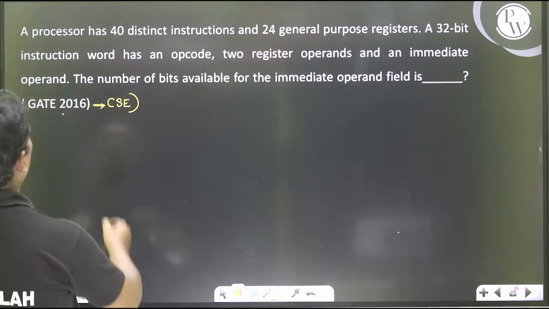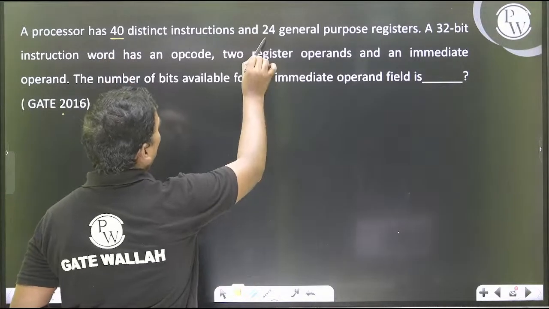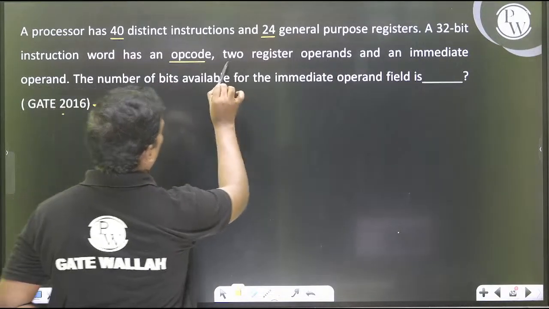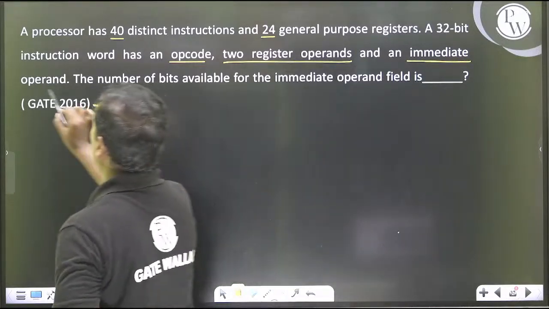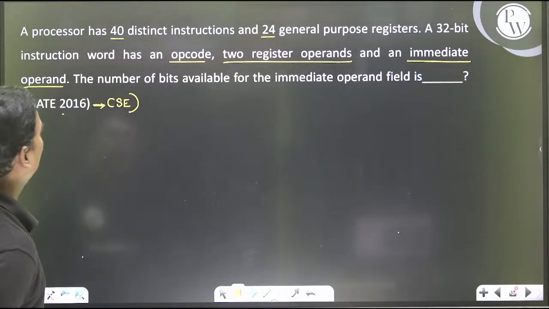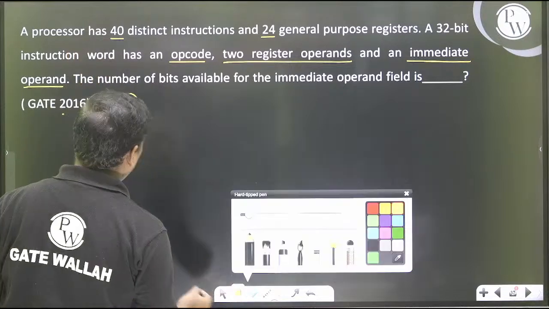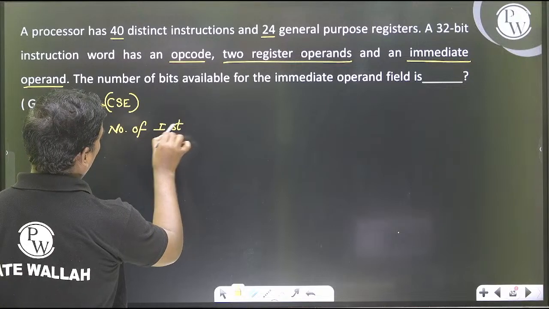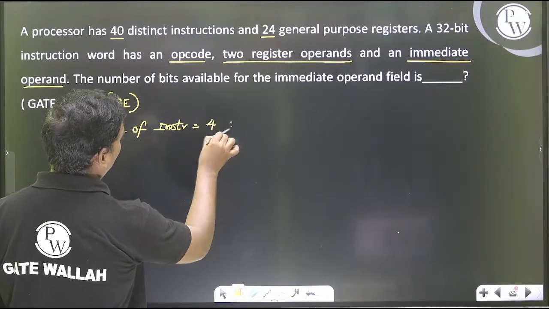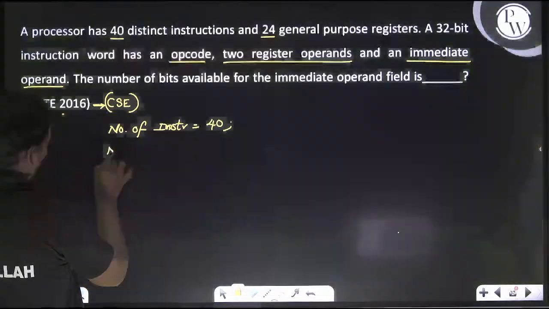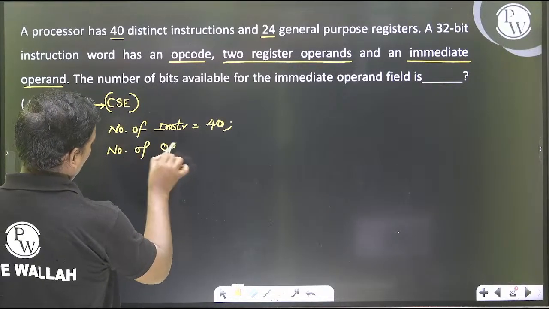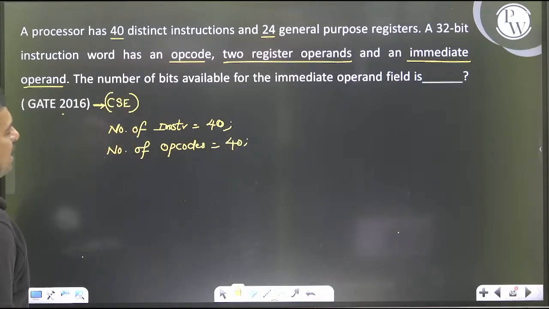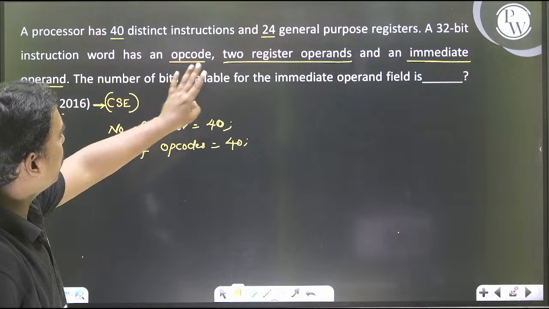A processor has 40 distinct instructions and 24 general purpose registers. A 32-bit instruction word has an opcode, 2 register operands and an immediate operand. Very good question. See here, first he has given information, the number of instructions is 40. So the number of opcodes is also 40.